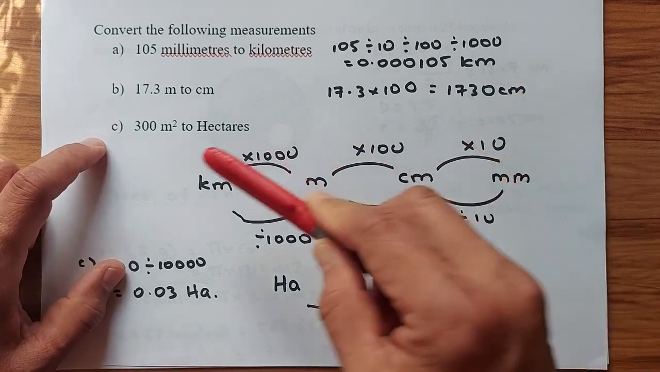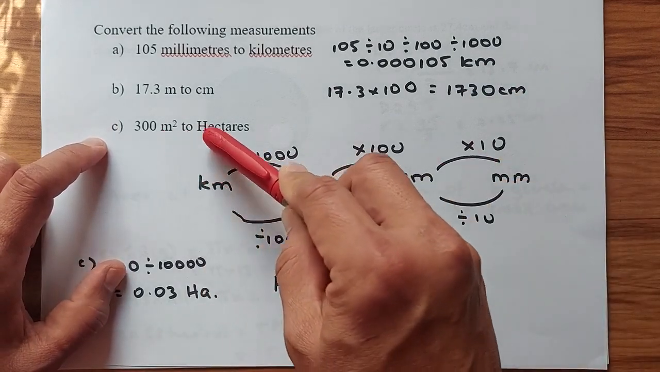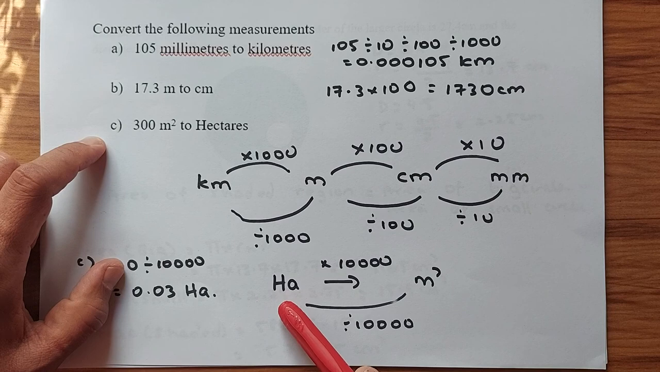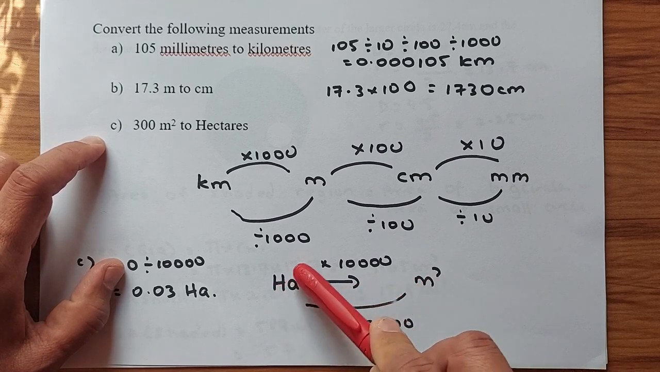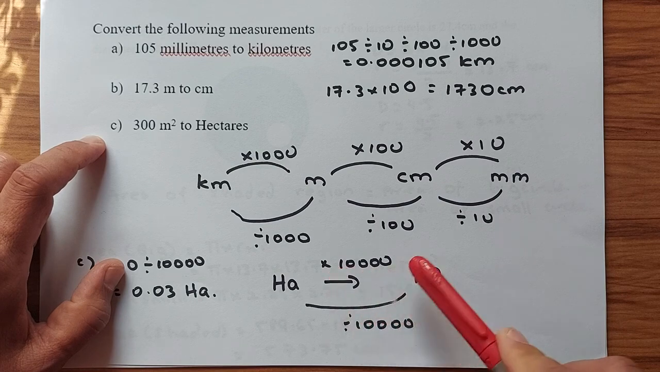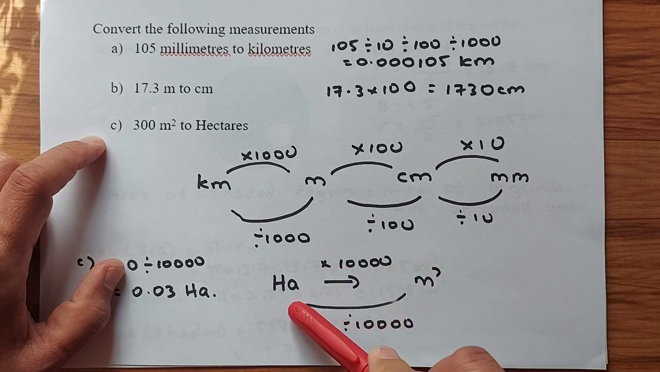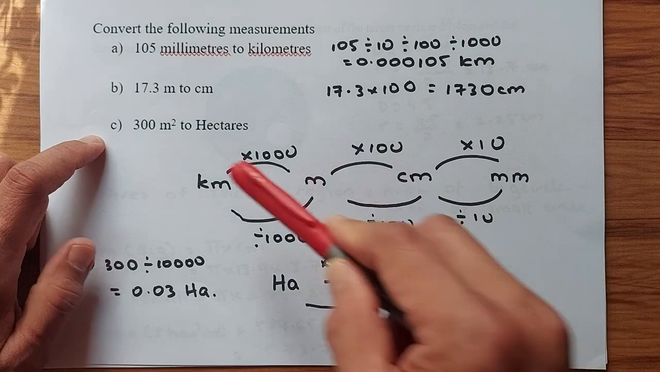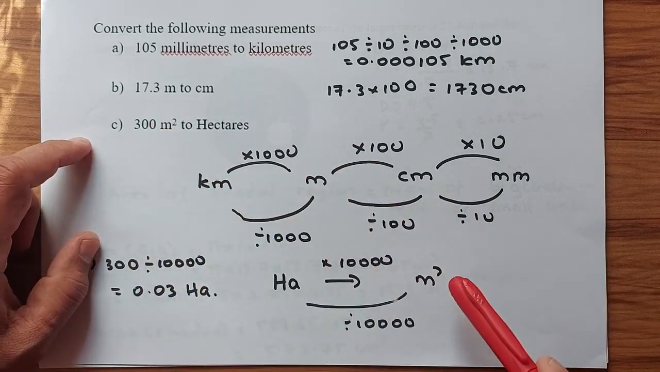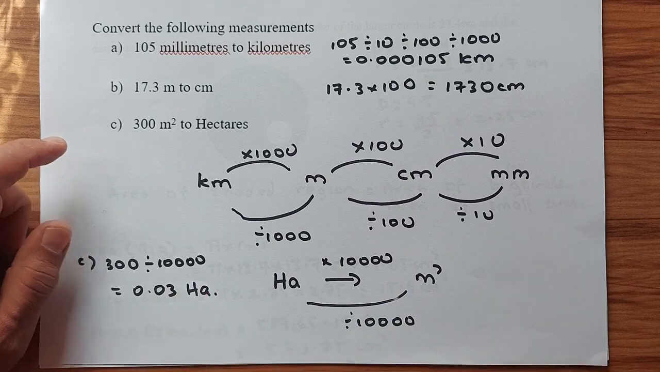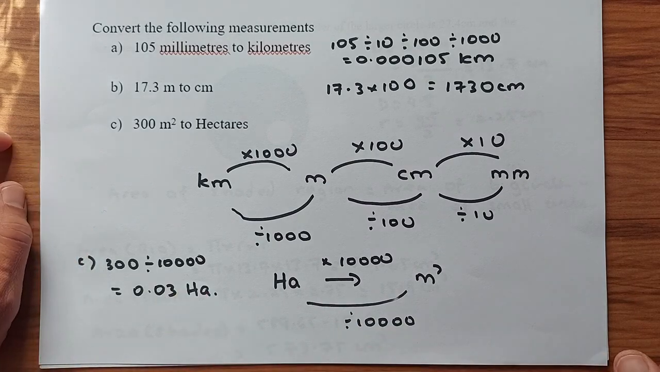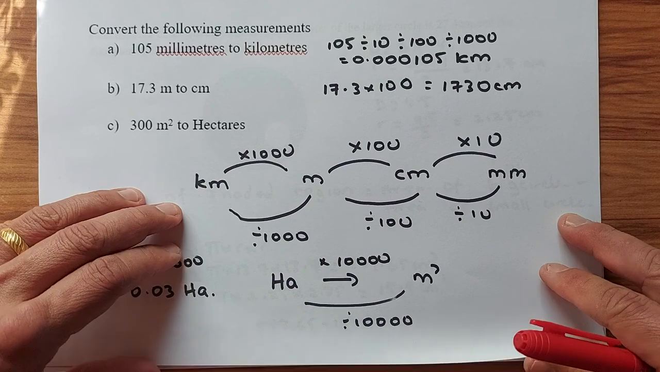Next question is about area. 300 meters squared to hectares. You need to know this. 1 hectare is equivalent to 10,000 meters squared. So to convert hectare to meter squared, you multiply by 10,000. If you are in meter squared and you want to convert to hectares, you divide by 10,000. In our case, we have 300 meters squared. We are here. You want to get hectares, so you divide 300 by 10,000. Put in your calculator, it's 0.03. Not too bad, right? Let's go.